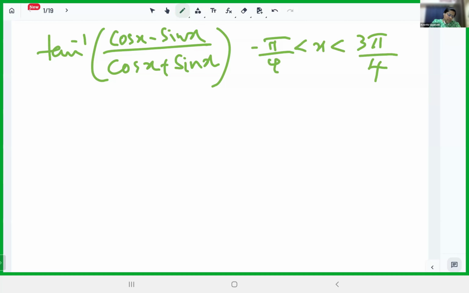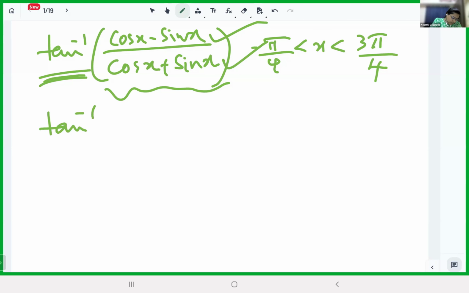So here outside you can see tan inverse. So I have to make this portion in terms of tan. Here you can see sine and cosine, so using them we are going to make that portion in terms of tan. For that I'm going to divide both the numerator as well as the denominator by cos x. You write it like this: on dividing throughout numerator and denominator by cos x.